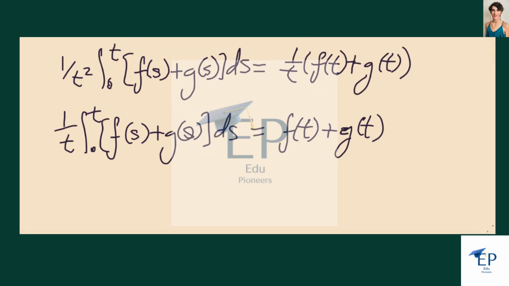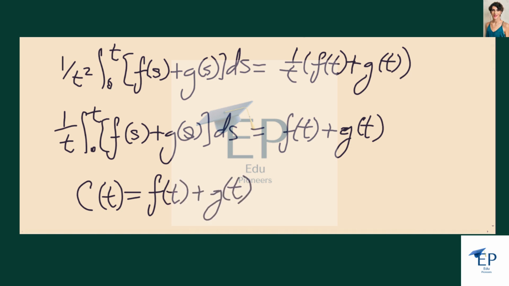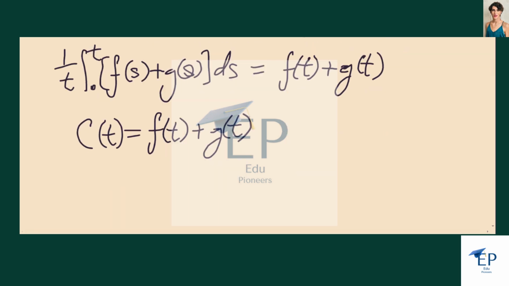Notice that this left-hand expression is the same thing as c of t, and so we get that c of t equals f of t plus g of t. And this expression is true. This tells us that c of t equals f of t plus g of t when t is a critical number of c.